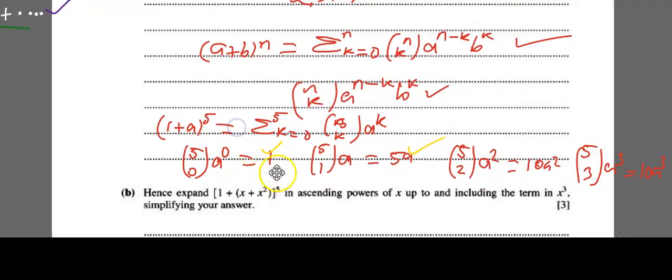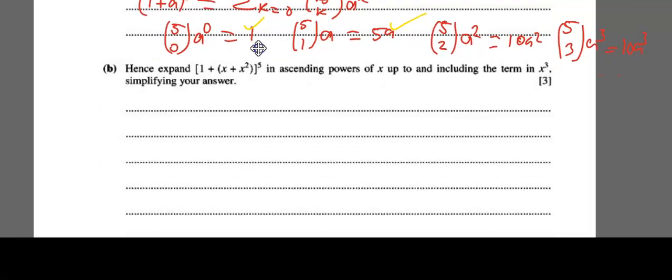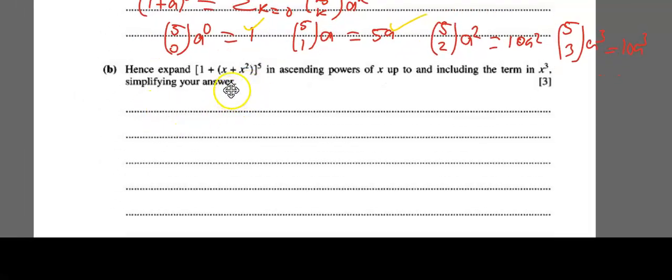So let's look now at the next question, question B. Hence expand (1 plus x plus x squared) all to the power of 5 in ascending powers of x, up to and including the term in x cubed. And we are supposed to simplify the answer. Again, conceptual understanding. What do we know?